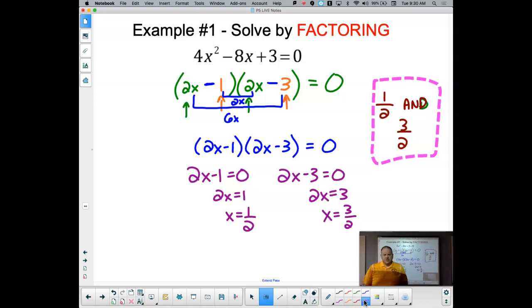Questions, comments, concerns, clarifications? Okay. Love the factoring. To me, it's the fastest way, but it's not always. The issue is that it doesn't always work, okay? Because not every quadratic is factorable.